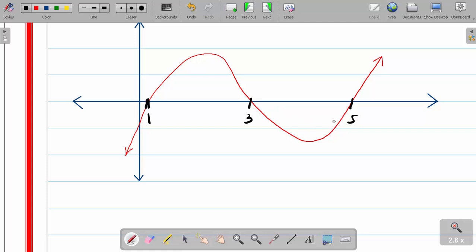Now at this root, note that at that root our f of x is equal to 0 at these points here. That's why you can say y equals 0, or you can say f equals 0. So these are called the roots.